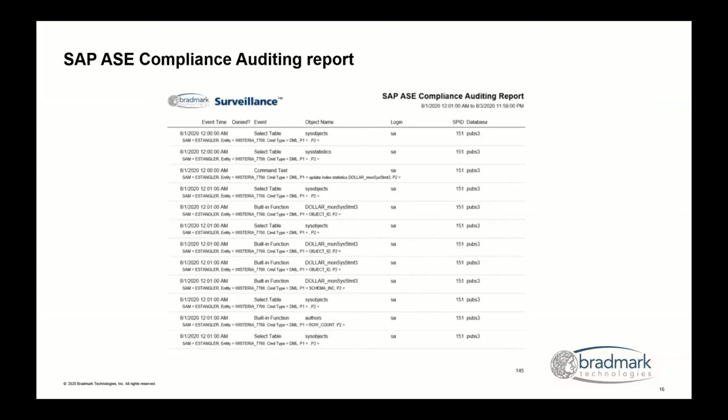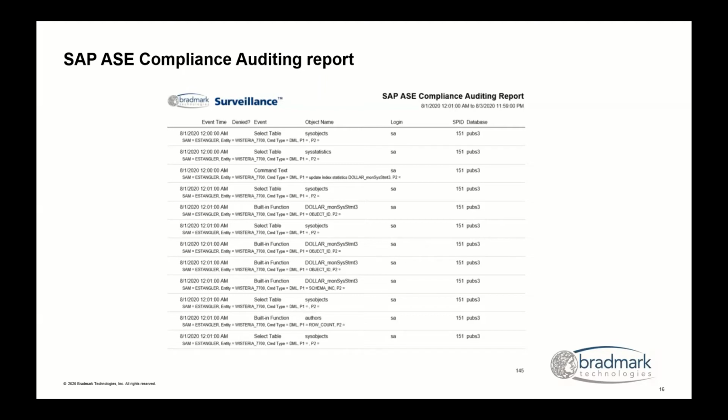This is what an ASE compliance auditing report looks like, for example. You can see here near the top we have some selects, and then we have command text. You can see an update index statistics command had been running at that particular time. This is in the pubs3 database. We also have a built-in function that was being run, object_id. Toward the bottom, you can see there was a row_count function being executed against the authors table. So those kinds of details are available in the compliance auditing report.